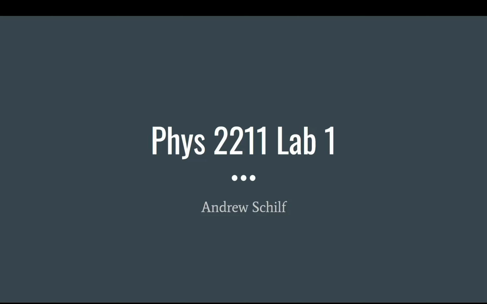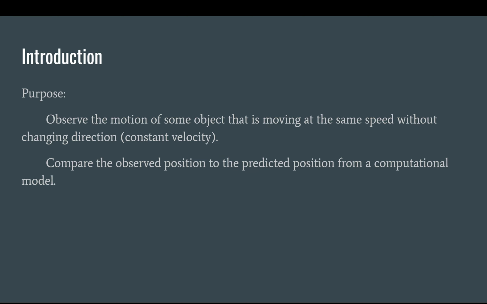My name is Andrew Schilf, and this is my Physics 2211 Lab 1 on constant velocity. So just a little bit of an introduction. The purpose for this lab was to observe the motion of an object moving at the same speed without changing direction, or constant velocity. And we want to compare the observed position of this motion to the predicted position that we will obtain from a computational model.